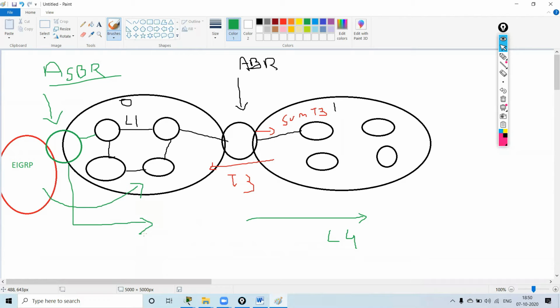Anything that is redistributed into OSPF is advertised and owned by the originating ASBR. So it will be advertised by this ASBR to the other routers. Now this will be flooded throughout the entire autonomous system. Like this will be going to this router, this is the ABR, will send it over here. Okay, this is my LSA type 5. Now the advertising router ID is unchanged throughout the autonomous system.